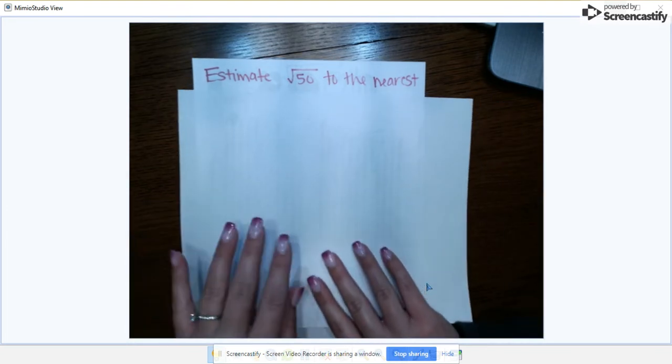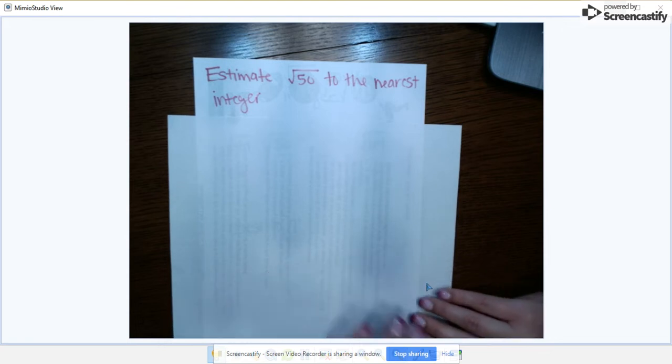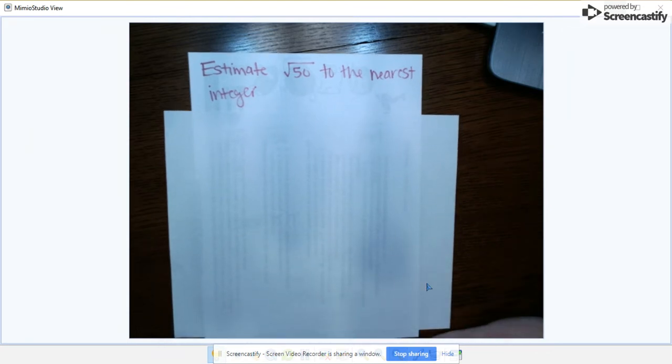All right, next we are going to estimate some square roots. So we have square root of 50 and we need to estimate it to the nearest integer. We know it's not a perfect square, so it's not going to come out nicely. Therefore, that's why we estimate.